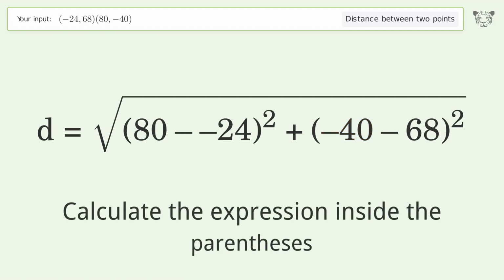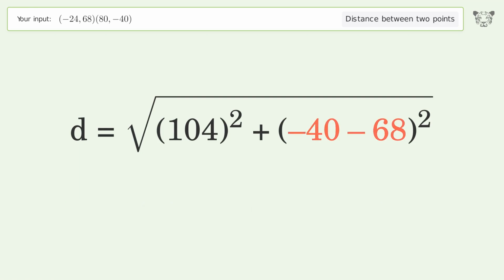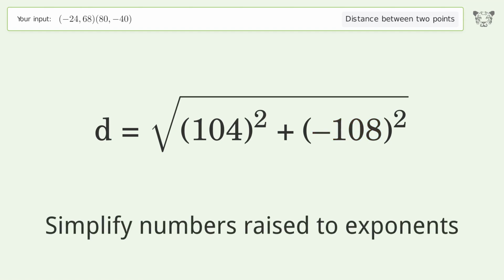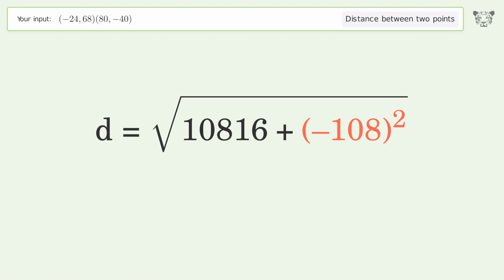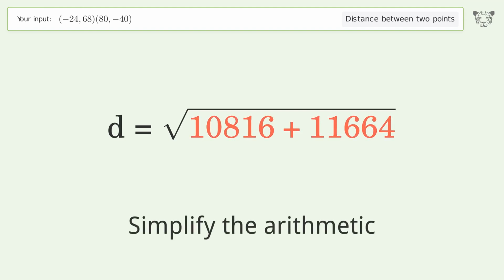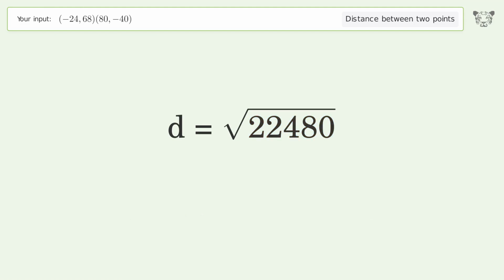Calculate the expression inside the parentheses. Simplify numbers raised to exponents. Simplify the arithmetic. And so the distance between the 2 points is the square root of 22,480, or 149.933.